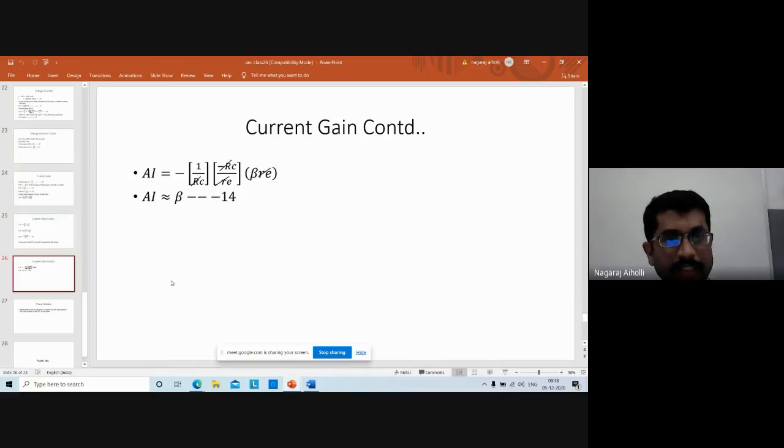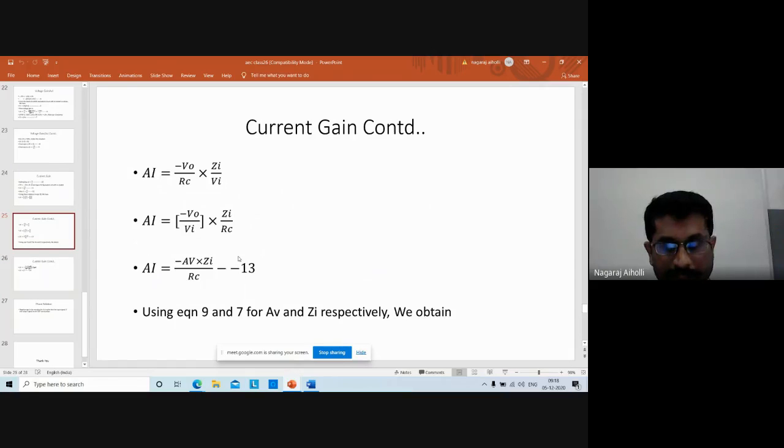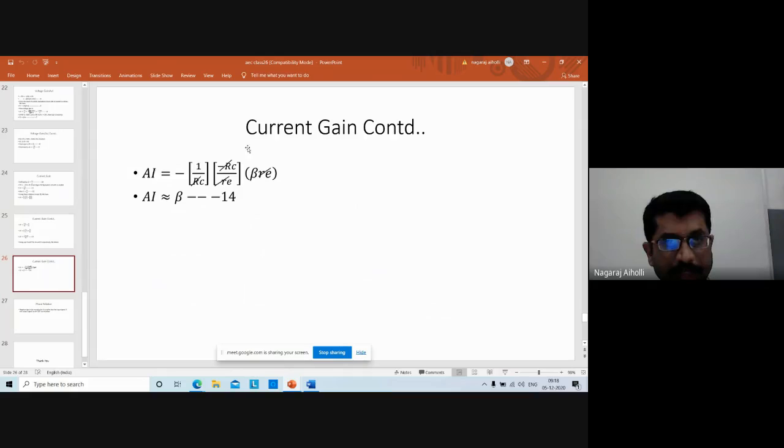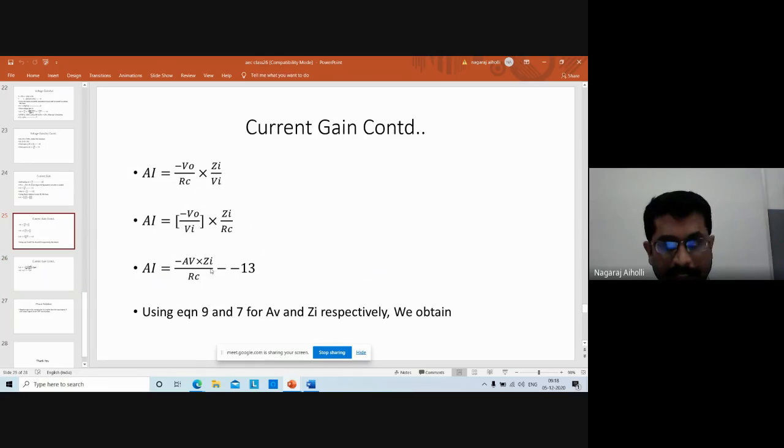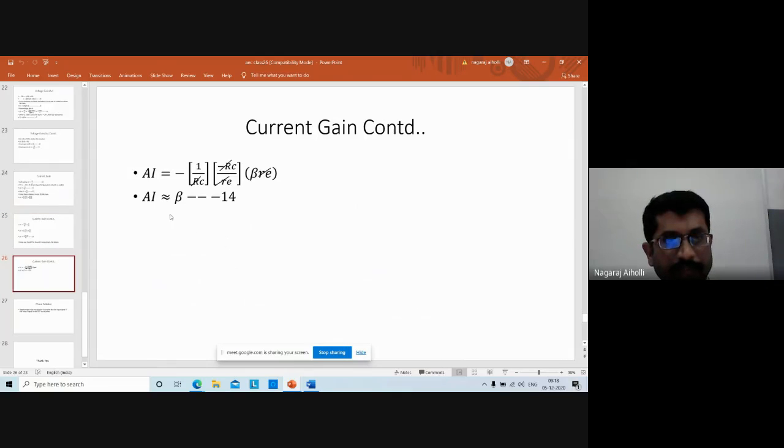We get AI is equal to minus 1 by RC, then AV is minus RC by RE, then Zi is beta RE. Substitute them, then we will get AI is approximately equal to beta. So we have derived the equation for input impedance, output impedance, voltage gain and current gain. These are the performance parameters of the fixed bias circuit.